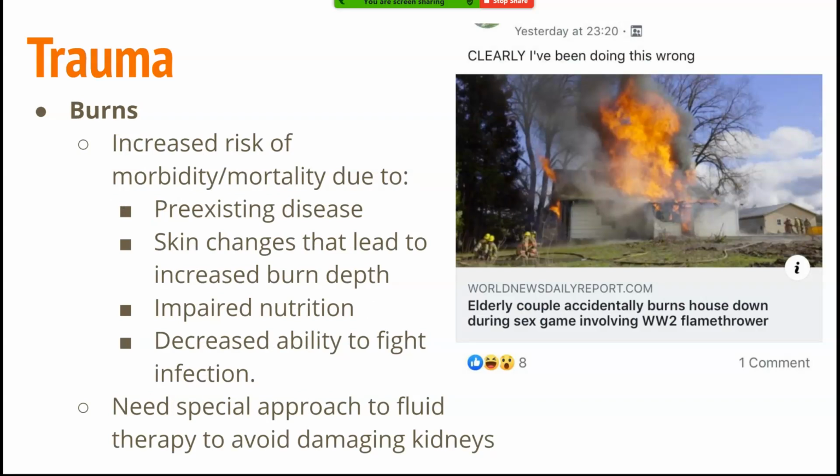Burns, again, just like with babies, there's a significant increase of the risk of morbidity and mortality because of body fluid availability and impaired nutrition. You have less subcutaneous fat, so that first degree burn can potentially be a second degree burn because there's less protective tissue in between.